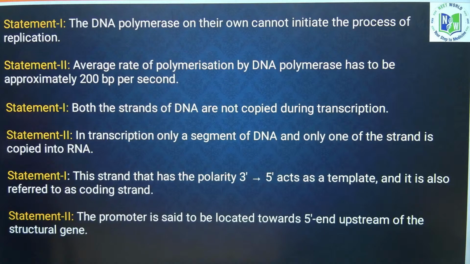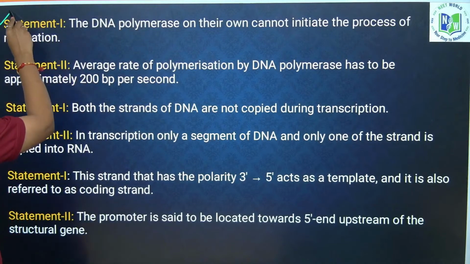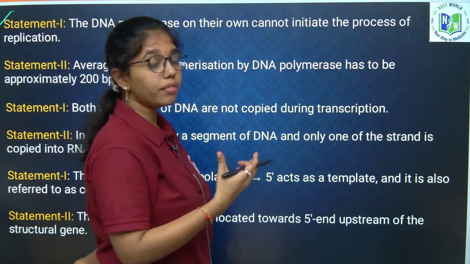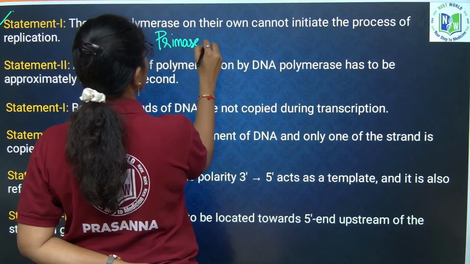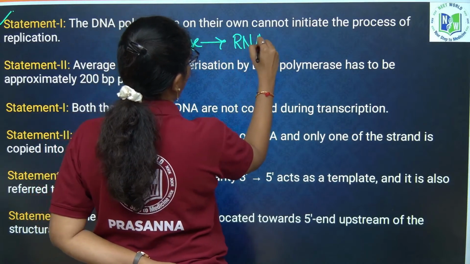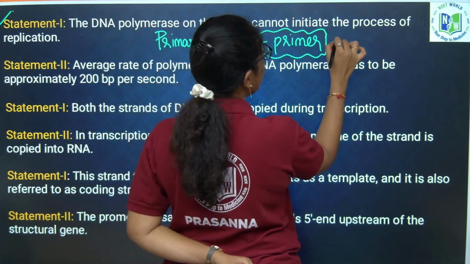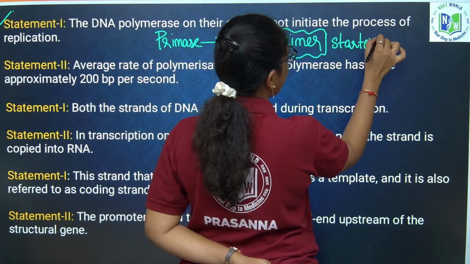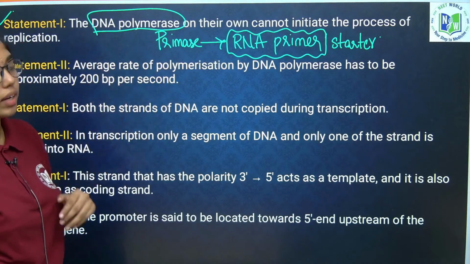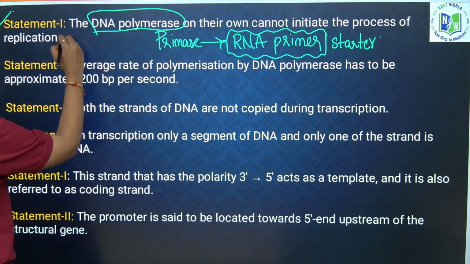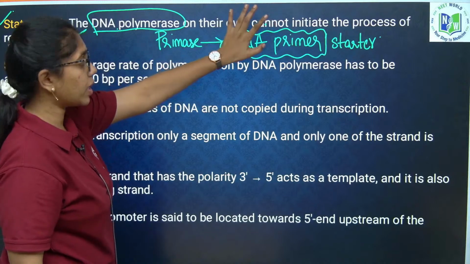Yeah, this is a statement. If you observe, the DNA polymerase on its own cannot initiate the process of replication. True. What is initiating the process of replication? The enzyme primase. The enzyme primase will synthesize the RNA primer. RNA primer we have discussed. RNA primer is the starter of the process of DNA replication. Then DNA polymerase will take the initiative and it will continue the process of DNA replication. So yes, this statement is true. Saying that DNA polymerase cannot initiate the process of replication is true.